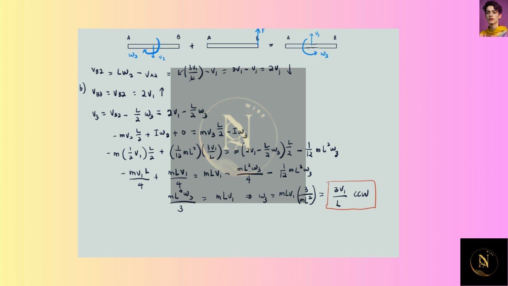Now, solving for V3, V3 is equal to 2V1 minus L over 2 omega 3. So, that would be 2V1 minus L over 2 times 3V1 over L. So, that would be 2V1 minus 3 halves V1, which is equal to 1/2 V1, directed upward.